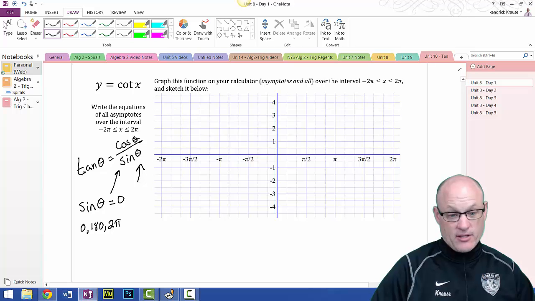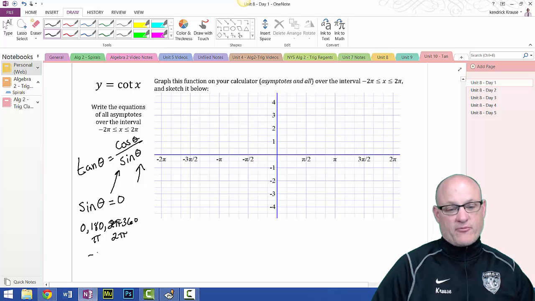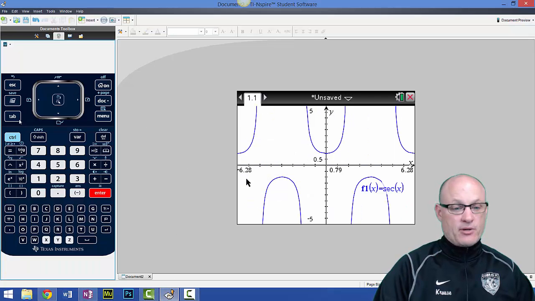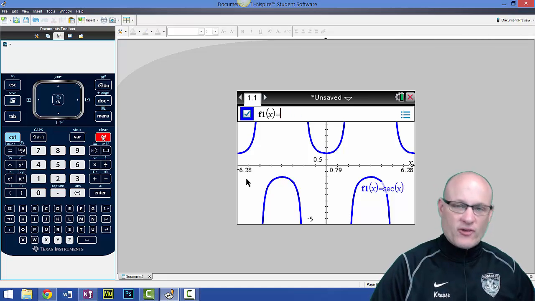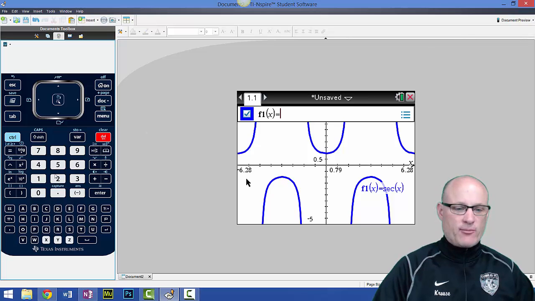I'm mixing things up. 360. If you want to do it in radians, it's pi and 2 pi, or negative pi and negative 2 pi. And clearly, if we come over here and take a look, hit the tab button, hit the up arrow. The reason I'm doing this, by the way, is I just don't want to have to reset my document settings and go back, change everything to radians. I'm just going to keep using the same graph.